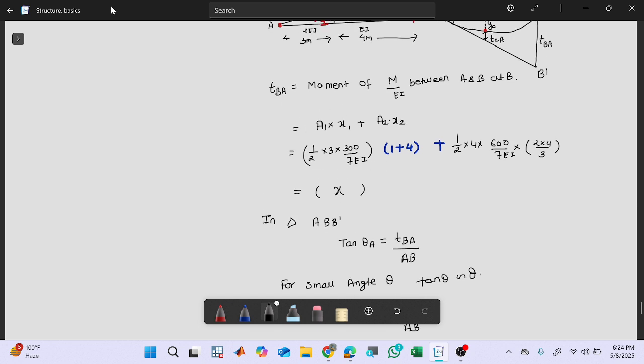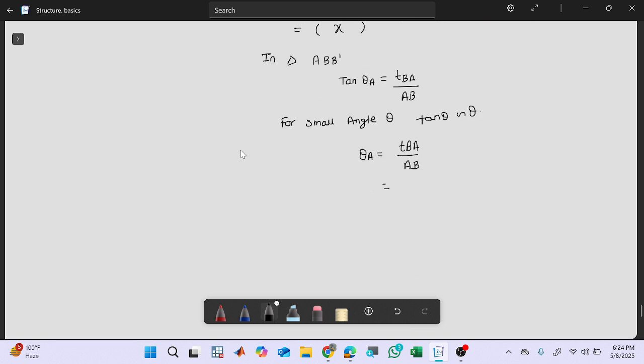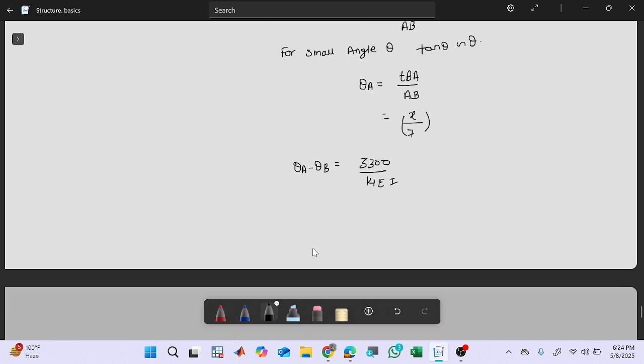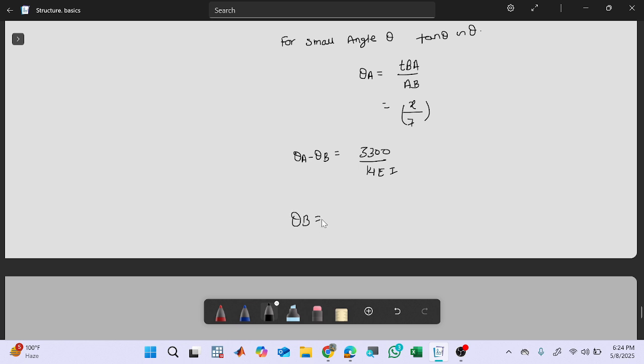Whatever the value is coming, I have written it as X. So I will get X divided by AB, which is also a known quantity, that is 7. So I will get theta A. Once I get the value of theta A, then theta A minus theta B is equal to 3300 by 14 EI. So I can calculate this theta B. Theta B should be theta A minus 3300 by 14 EI. So I will get the value of theta B also without any issues.